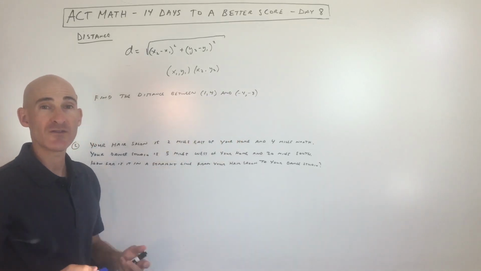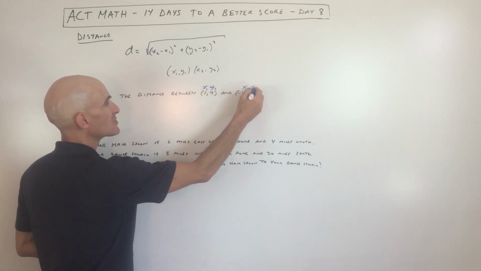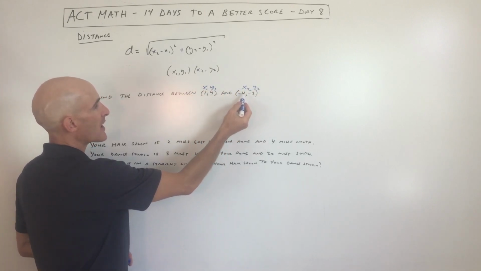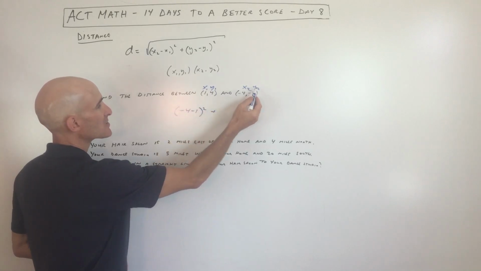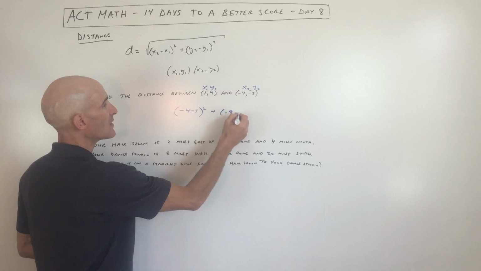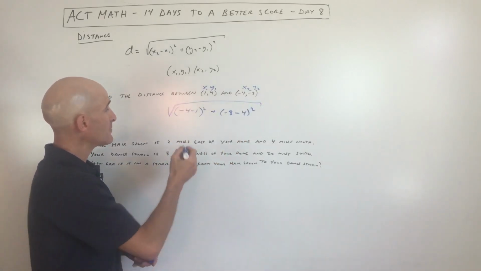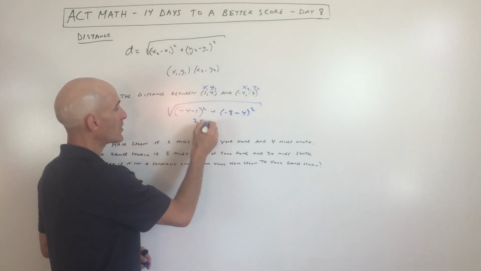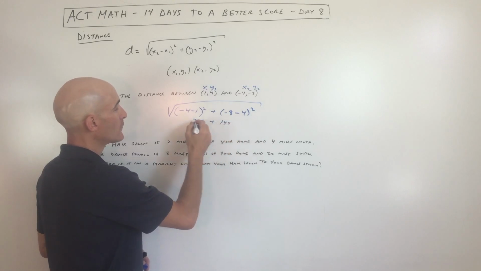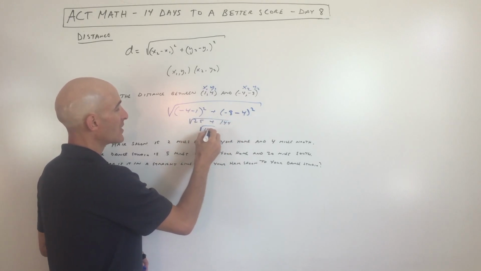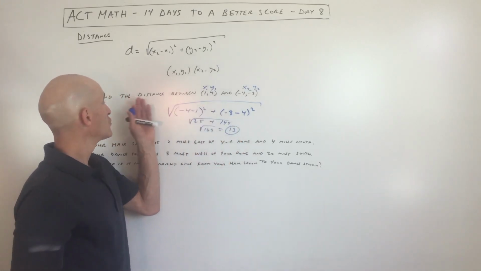So what I would do is I'd say, all right, this is x1, y1, this is x2, y2, and we're just going to subtract. So -4 minus 1, squared, plus y2 minus y1, so -8 minus 4 squared, and then we just take the square root. So if we simplify that, we get -5 squared, which is 25, and we get -12 squared, which is 144, and then if we add those together, we get 169, and the square root of 169 is 13. So that's how you would do example number 1.